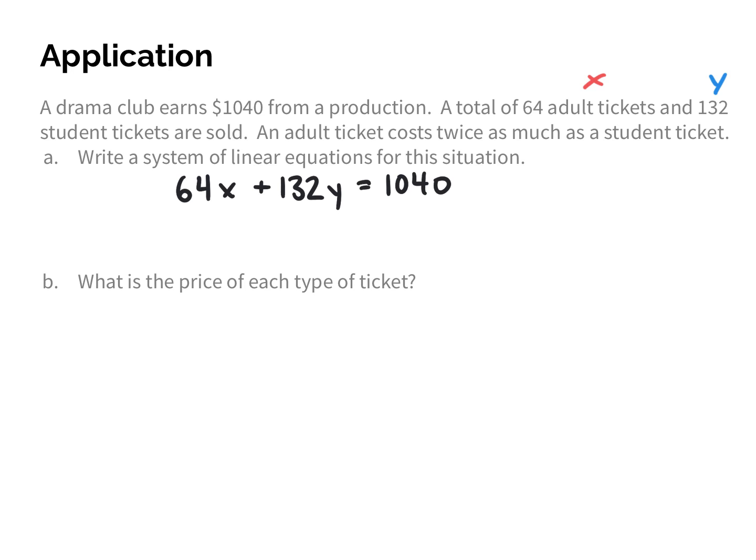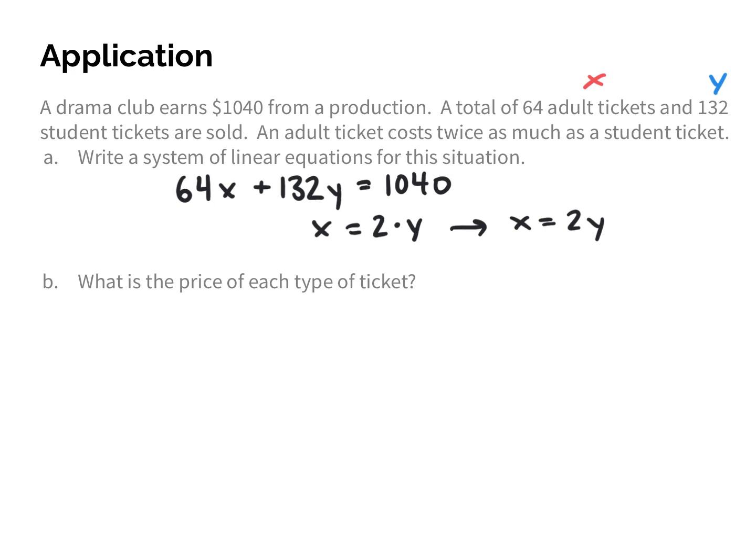Now it says here an adult ticket costs twice as much as a student ticket. Now, how do I write that as an equation? Well, it says an adult ticket. So my adult ticket is X. So I'll say that X equals 2 times the cost of a student ticket. So 2 times the cost of a student ticket, which is Y. So what that'll simplify down to is X equals 2Y. Nice. Now, that's a little bit different looking because I don't have adding or subtracting. But now, how do I solve this?